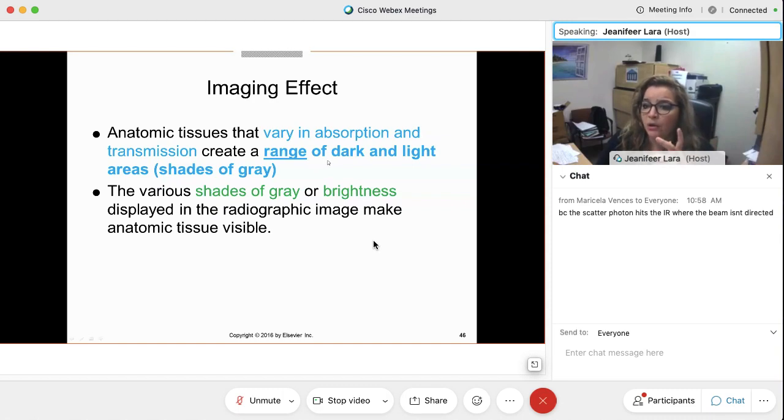So what if it's not bone? What if it's not air? What if it's in between, like soft tissue fat, soft tissue muscle? We're going to be able to see the differences between muscle and fat through the various shades of brightness. Make sense?